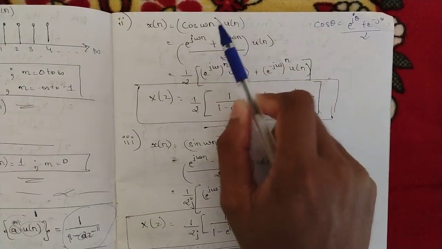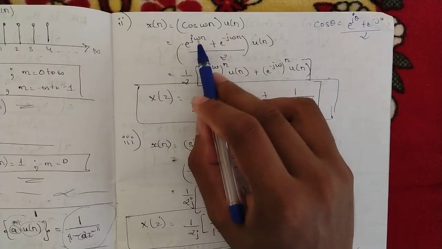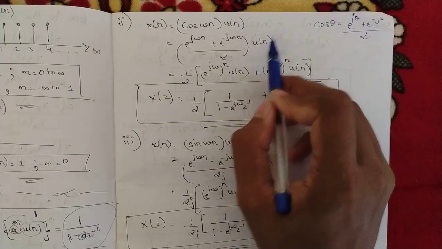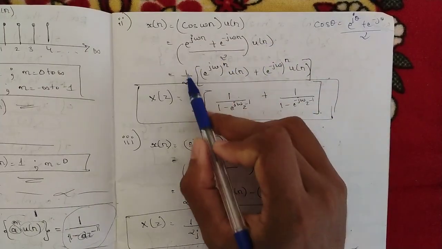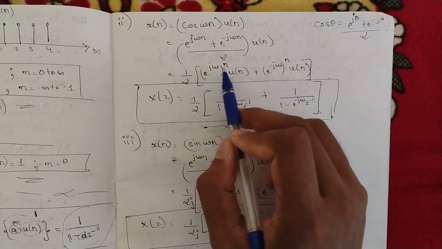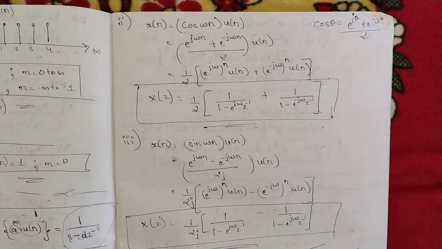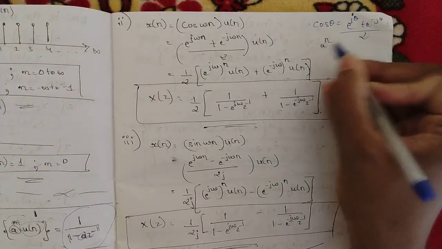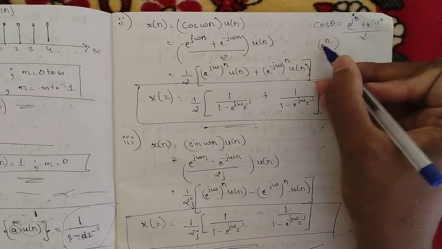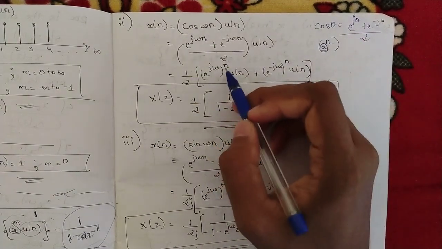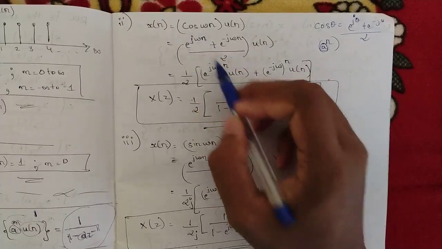In place of theta we have omega n, so e power j omega n plus e power minus j omega n divided by 2 into u of n. So 1 by 2 I have taken common outside, and I am multiplying u of n. So e power j omega, why? Because the standard form is a power n. So in place of a, I have grouped it as e to the power j omega whole to the power n. If you multiply it, this would be equal to the same thing.